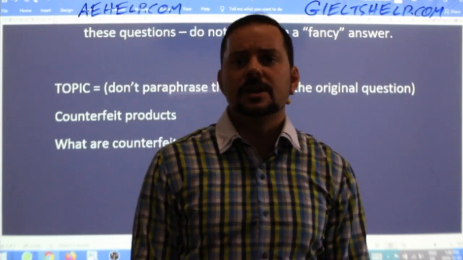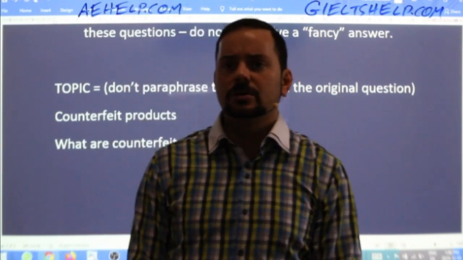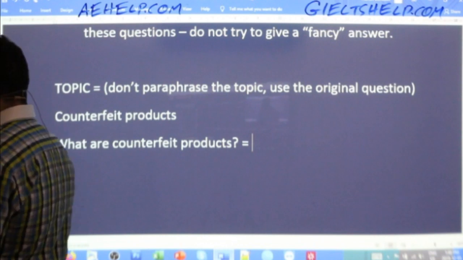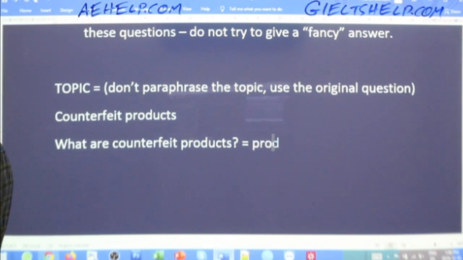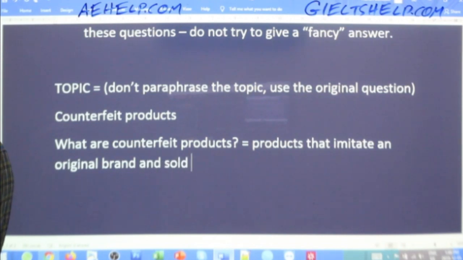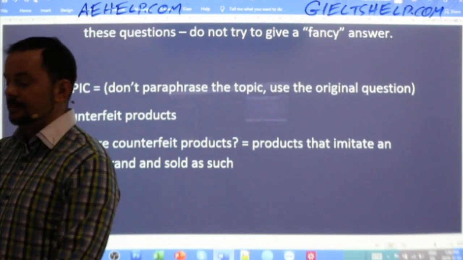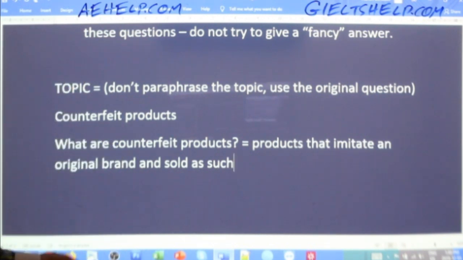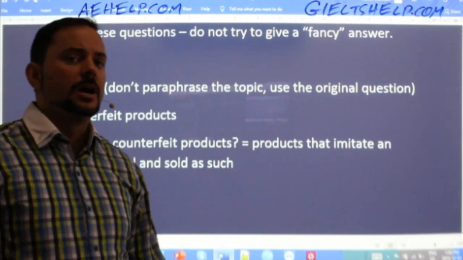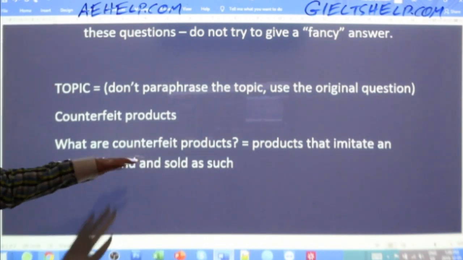Okay, so NA says products manufactured to look like the original, but not. Okay, yeah. So that's what I would write. Okay. So products that imitate the original brand and are sold as such, right? It's a little bit complex the way I wrote it. Maybe you'll write it another way, a simpler way.